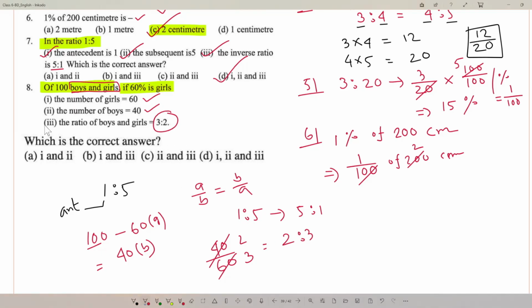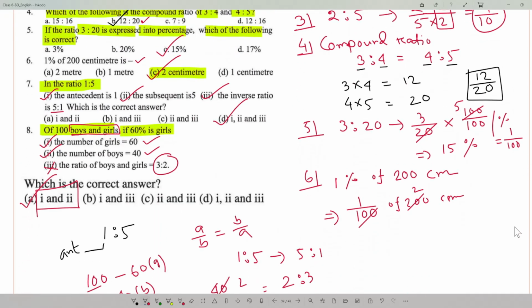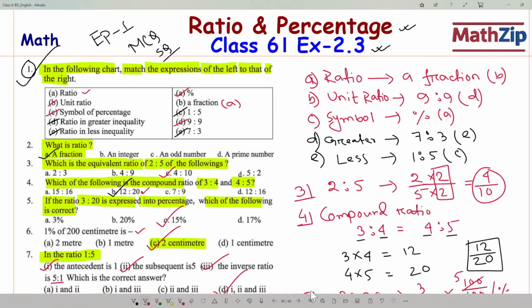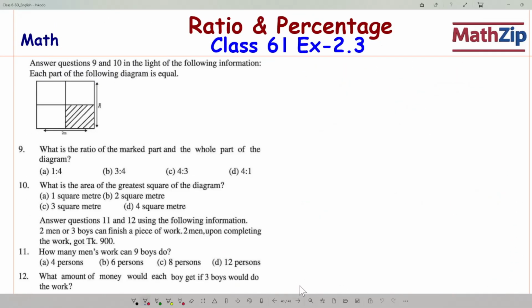So it's not correct. So our correct answer is number 1 and number 2. So which is the correct answer? Correct answer is number A, 1 and 2. Okay, so 8 questions done. In this video I am trying to solve all the MCQ.